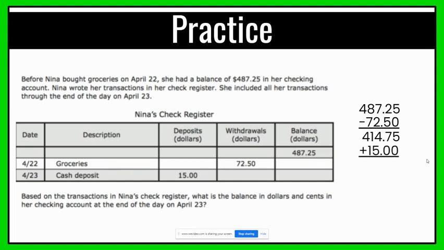Now I need to add any of my deposits. So I'm going to add the $15 to that. 5 plus 0 is 5. 7 plus 0 is 7. 4 plus 5 is 9. 1 plus 1 is 2. And I still have a 4. So my ending balance was $429.75.